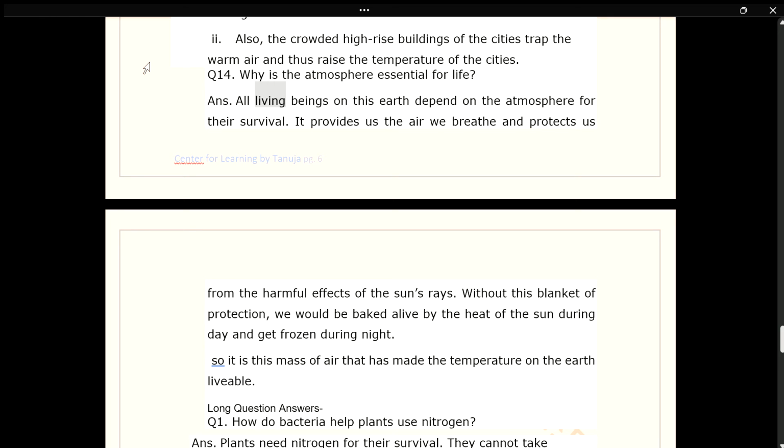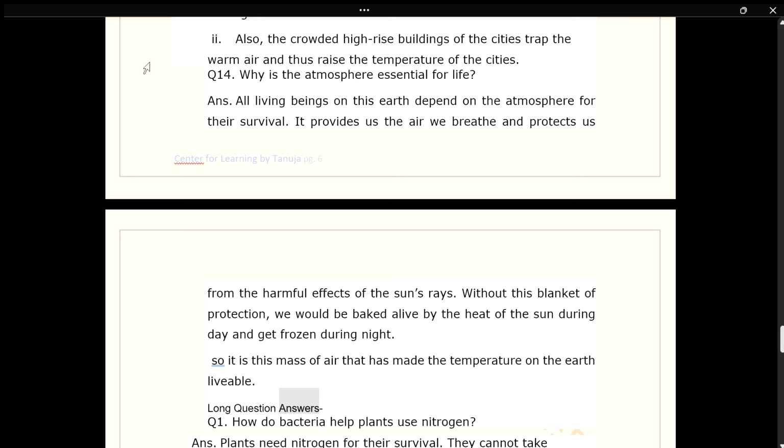Q14. Why is the atmosphere essential for life? Ans. All living beings on this earth depend on the atmosphere for their survival. It provides us the air we breathe and protects us from the harmful effects of the sun's rays. Without this blanket of protection, we would be baked alive by the heat of the sun during day and get frozen during night. So it is this mass of air that has made the temperature on the earth livable.